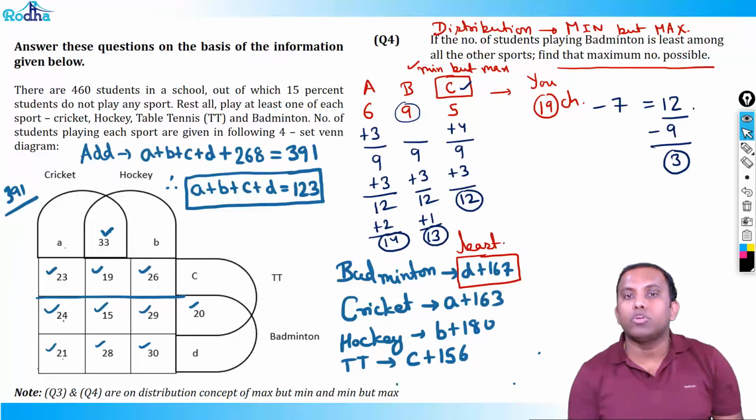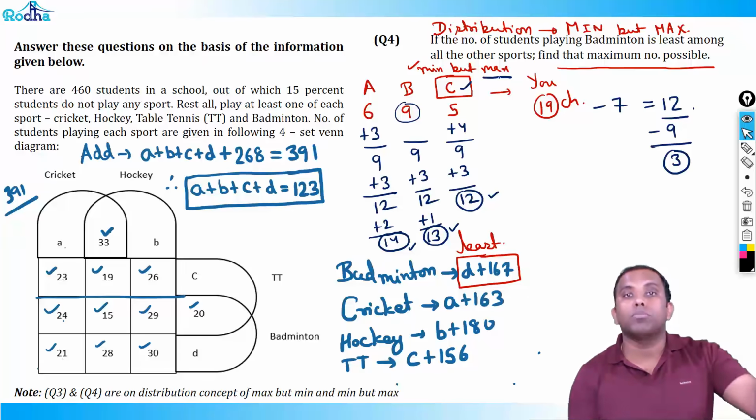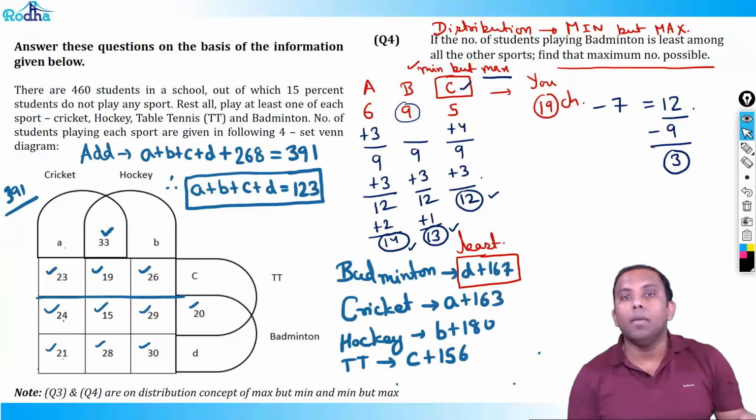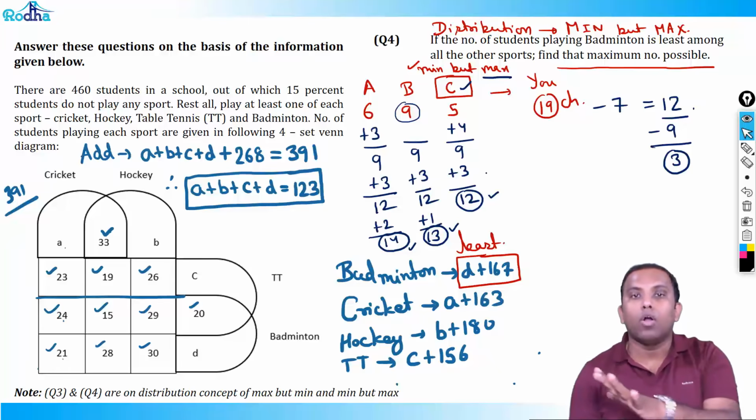What I wanted is C should get minimum number. Still C is getting minimum number because A is getting 14, B is getting 13, and C is getting 12, right? But that number is as maximum as possible. That is the maximum number C can get, 12, and still C has the minimum number among all the 3 people, right?